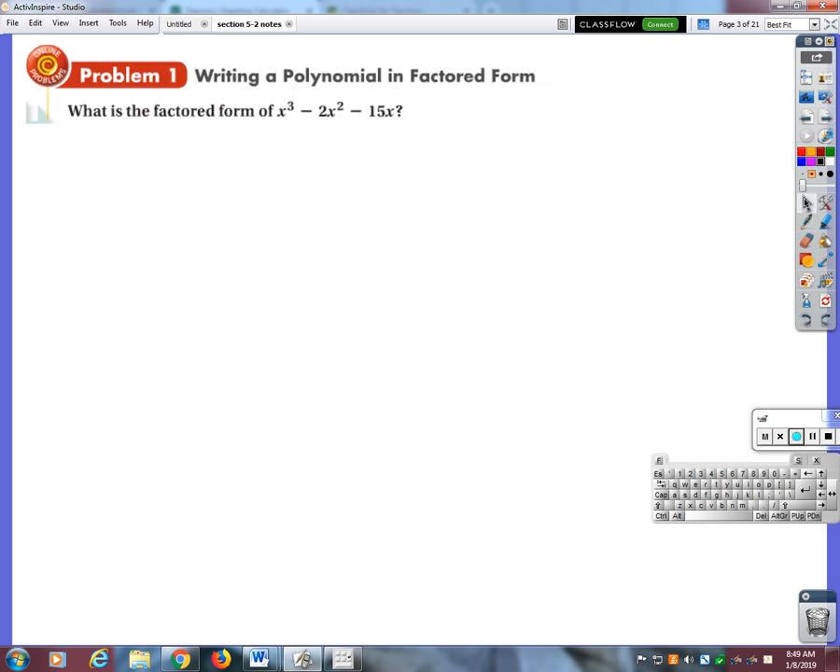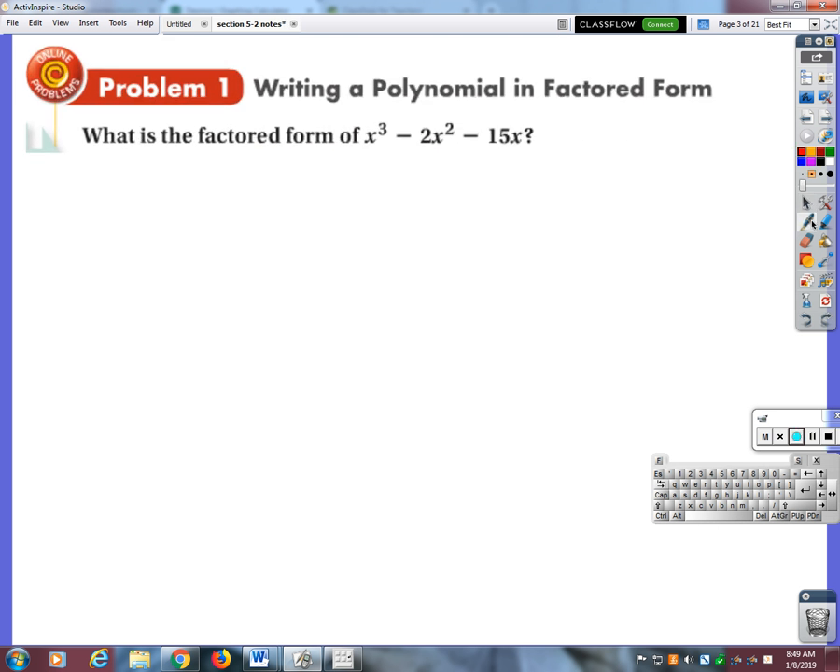All right. So, for example, what is the factored form of x cubed minus 2x squared minus 15x? What do you notice that we can, what can we take out of each one of those terms? What do they all have in common? Yeah.